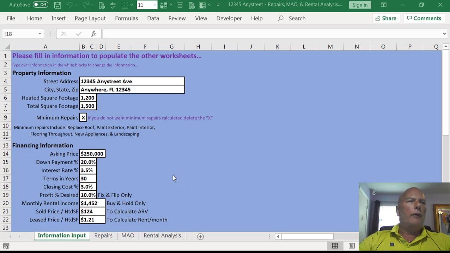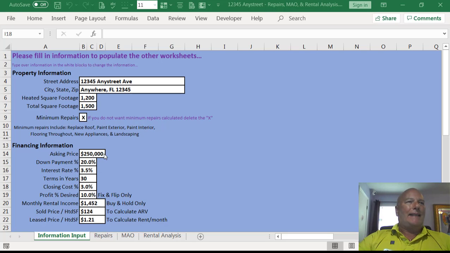So hopefully if you see me, I'm looking up at my bigger screen instead of my small computer screen. But anyway, this is the form, and when it opens up, the information input tab comes up. Here's where you put in the street address, the city, state, heated square footage, and your total square footage. And then this X means minimum repairs, and I'll go over that. Basically it's: replace roof, paint exterior, interior, flooring throughout, new appliances, and landscaping. That's just a basic get-started package on getting a renovation done. But it is what it is.